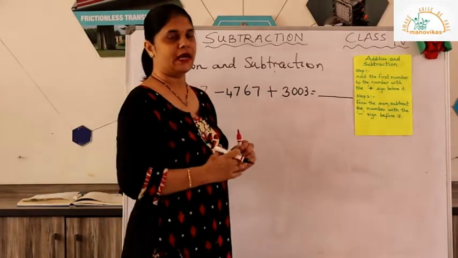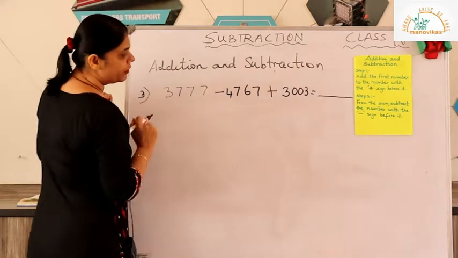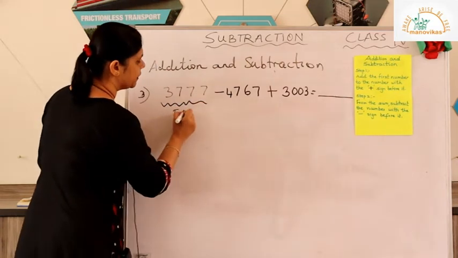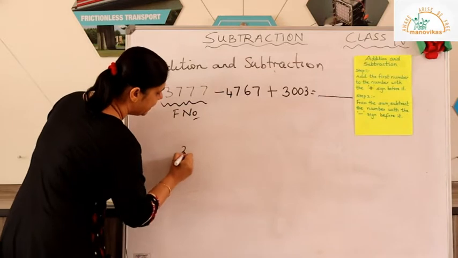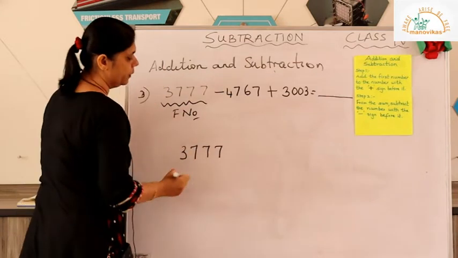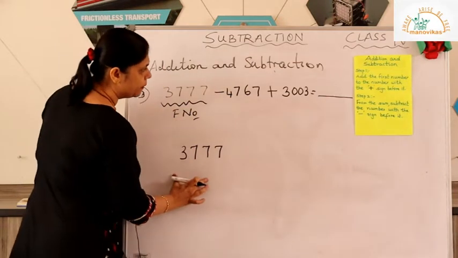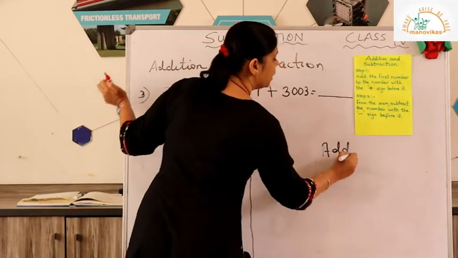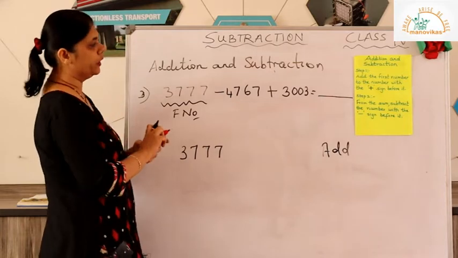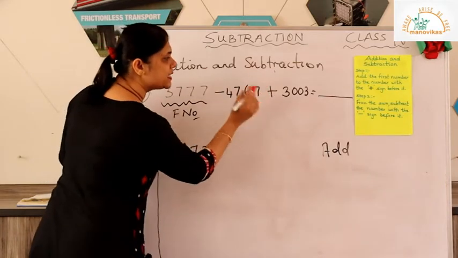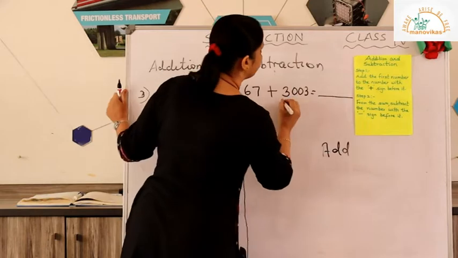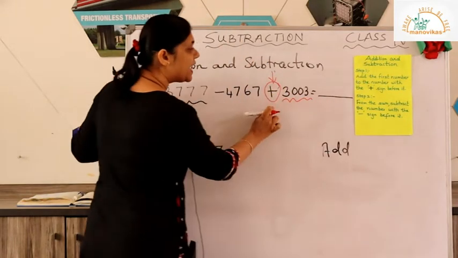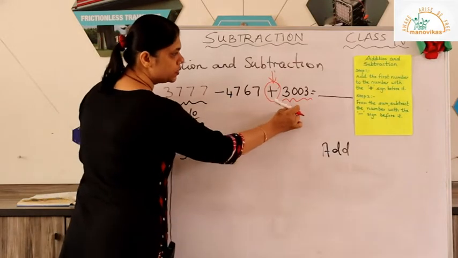Let's see one more example. According to the first step, 3777 is the first number here, right? So we will again write it down. Okay. Now to this number, what are you going to do? Add the number which has the plus sign before it. Now see, check where there is a plus sign before which number. Yes, 3003. So you can see that there is a plus sign here before 3003.